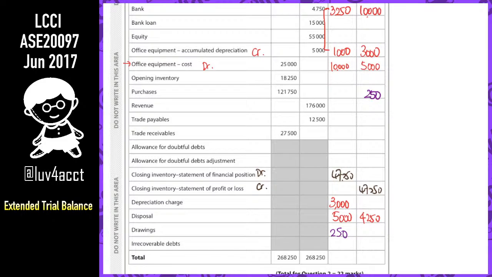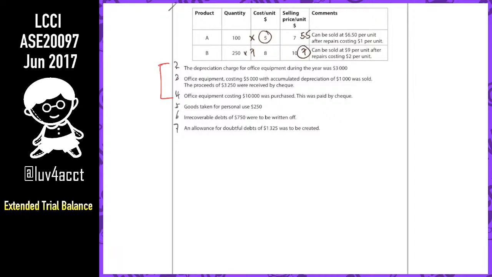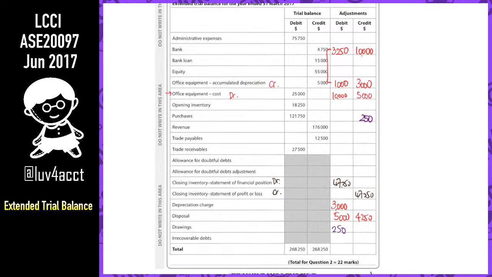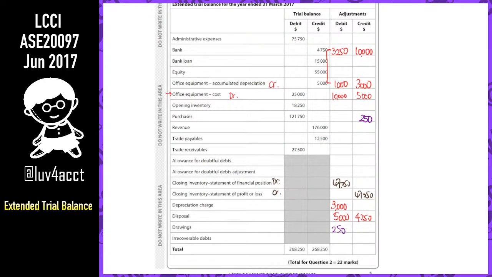Next one, irrecoverable debt, 750. And then allowance for doubtful debt created, 1325. Again, you are not asked to calculate. If I'm the one to set the paper, first of all, I ask you to calculate depreciation. Second, I ask you to calculate the new balance for the allowance for doubtful debt. Anyway, it's nice that you don't need to calculate.